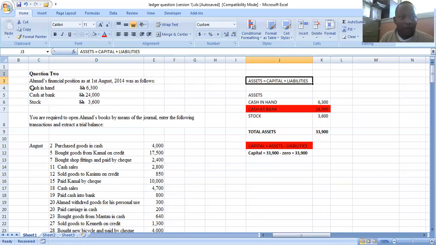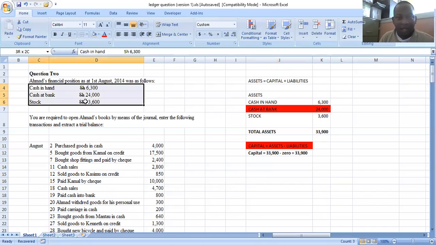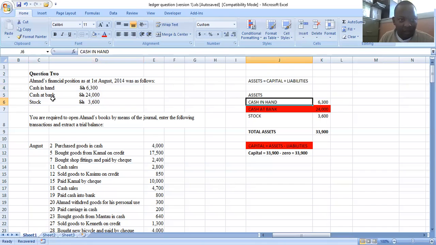So in our case here, you have three assets, that is cash in hand, cash at bank, and stock. The amounts are 6,300, 24,000, and 3,600 respectively. So adding them together, that is cash in hand 6,300, cash at the bank 24,000, and stock 3,600, the total of those three items will give us 33,900.